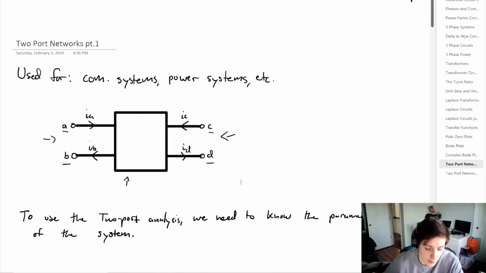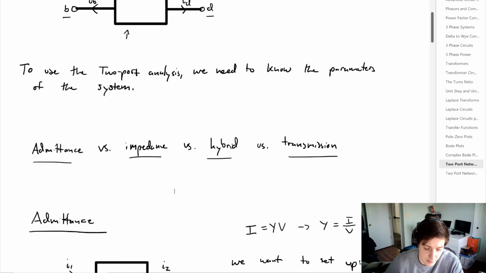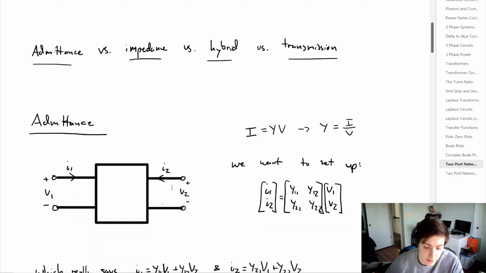And there's a few parameters that we need to concern ourselves with. That will be the admittance parameters, the impedance parameters, the hybrid parameters, and the transmission parameters. So the first one that we can look at is the admittance parameters. And really what we want to do is follow the equation where the current is equal to the admittance times the voltage. Or simply the admittance is equal to the current divided by the voltage.